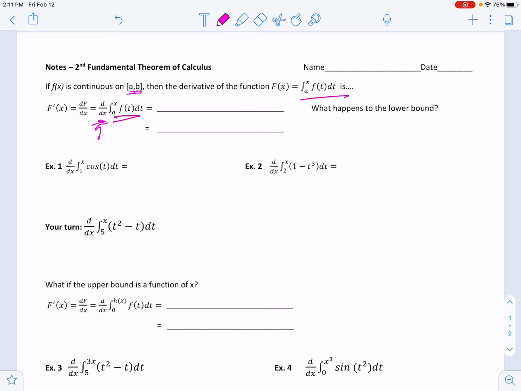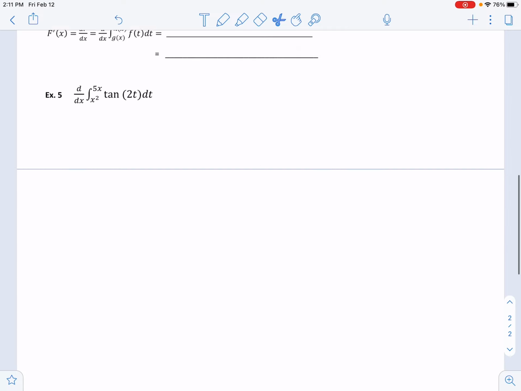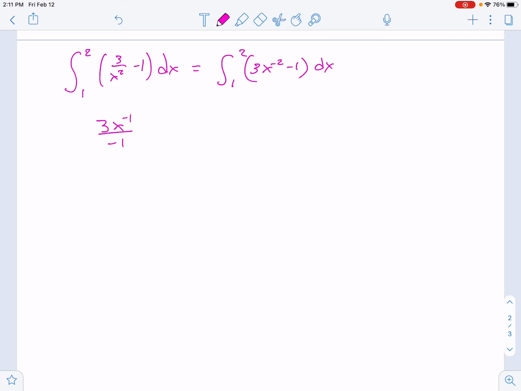All right, but before I fill in the blanks here, I have another version that I want to talk about first. So I'm going to scroll to the bottom. You can follow along. I'm going to do a little refresher so we remember how to integrate. I'm going to integrate from 1 to 2 of 3 over x squared minus 1 dx. And I'm going to rewrite that as 3x to the negative 2 minus 1. For the antiderivative, you add 1 to the exponent and put the new exponent at the bottom.